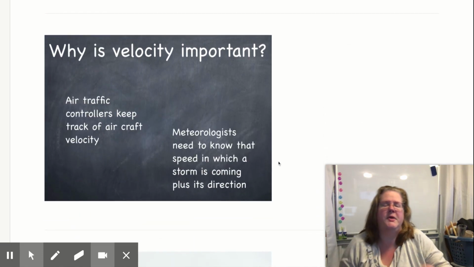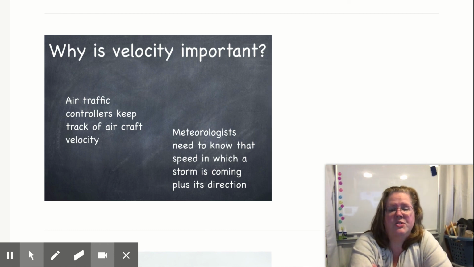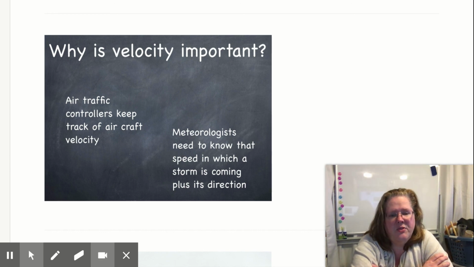Velocity is important because we need to know sometimes not just how fast something's going, but which direction. Air traffic controllers, we talked about the fact, need to know if planes are heading in the same direction or away from each other to make sure they avoid air collisions. Meteorologists need to know which direction a storm is going to head so that they know who to warn. You know, if I have a tornado that is 100 miles south of me and heading south, I'm not worried. If it's a mile north of me heading south, I might need to worry.